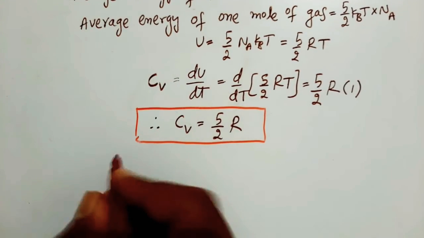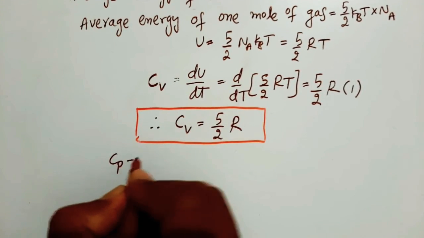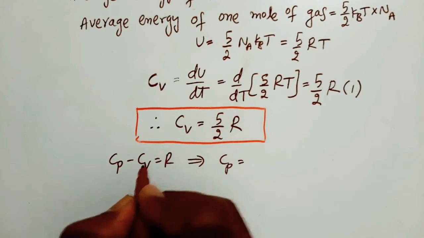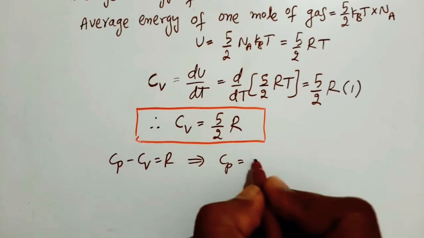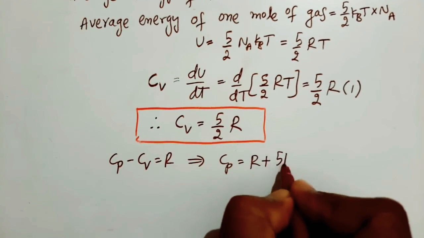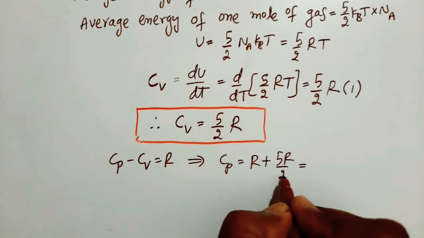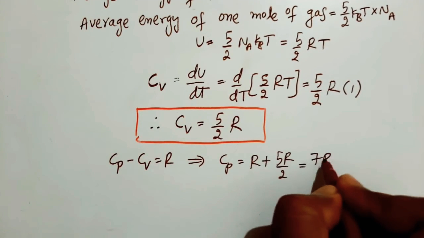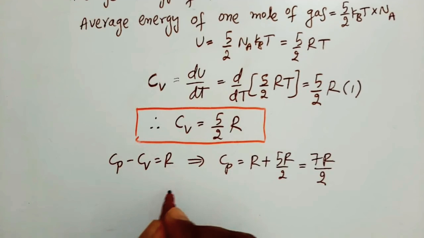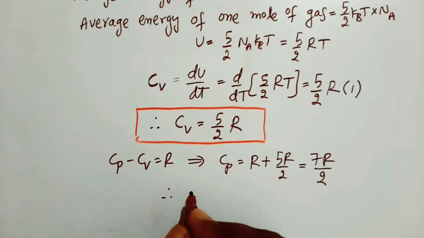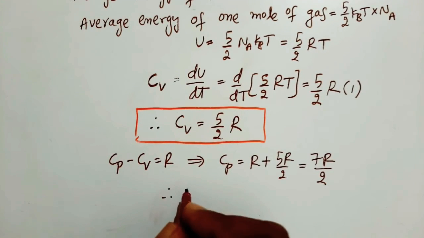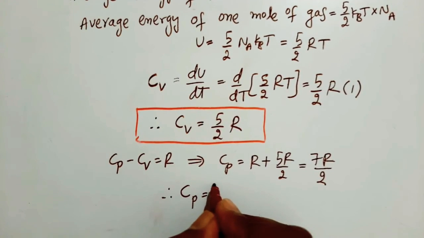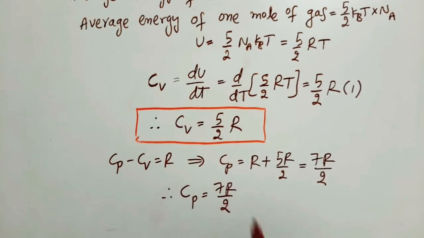We know Cp minus Cv is equal R. So from this Cp is equal, taking the right side, R plus 5R by 2, that is 2 ones are 2, 2 plus 5, that is 7R by 2. Therefore, for a diatomic gas, specific heat capacity at constant pressure Cp is equal 7R by 2.